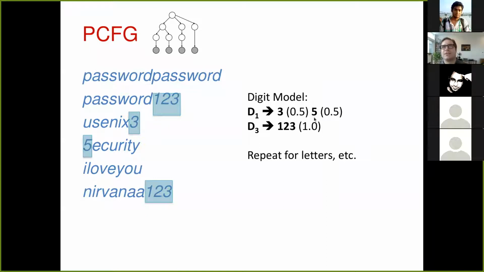So each has a 50% probability. Right. So what we're doing is basically saying, okay, what's the probability of a structure? What's the probability of the terminals in that structure? And the overall probability of a password is you basically take the structure probability times the probability of each of the terminal strings. Right. And these probabilities, interestingly, if you think about it, you probably want to do something a little bit different, because the more different substructures you have, the lower the overall probability.